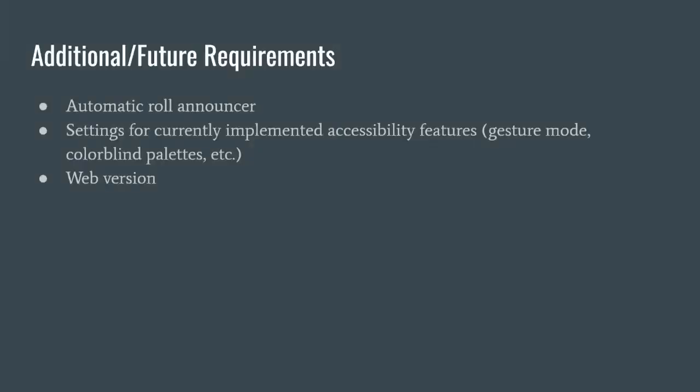Beyond the scope of this class, we had a couple requirements that we thought would be interesting to implement in the future. First is an automatic roll announcer that would remove the need for accessibility tools for finding the die result. Second are settings for our accessibility features that would allow for the user to cater more to their specific needs. And finally is just a web version. One of our participants preferred using a laptop compared to a mobile phone, so having the option to choose between them might be an interesting future direction.